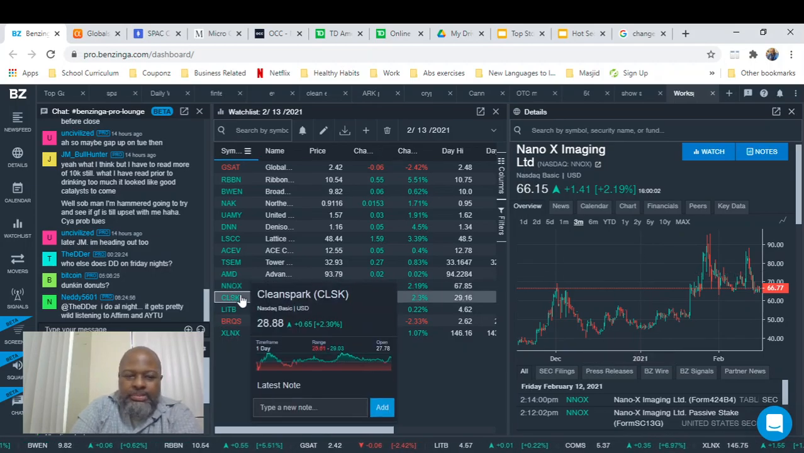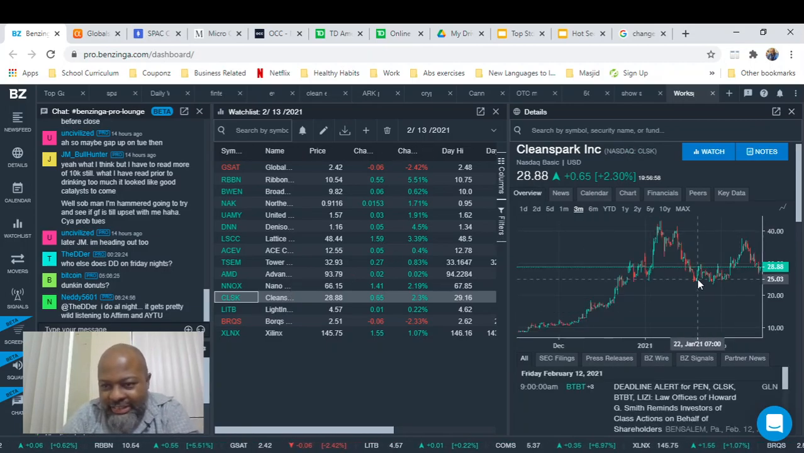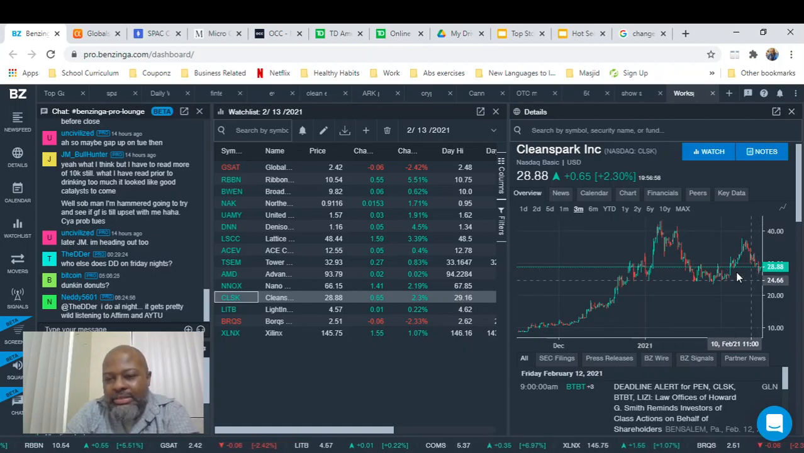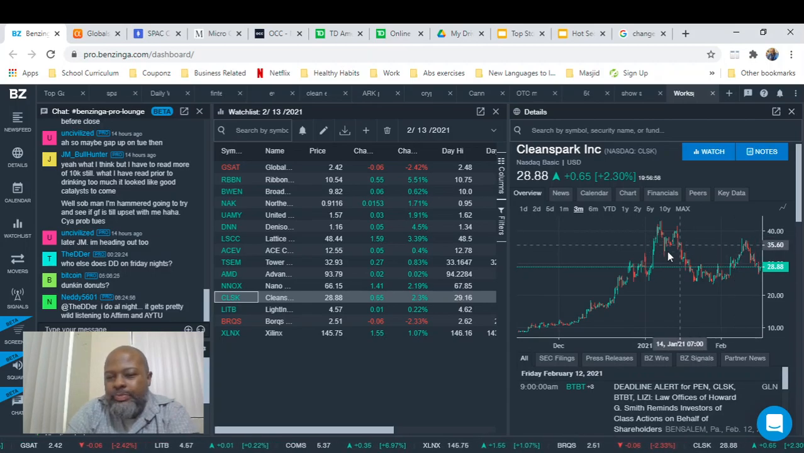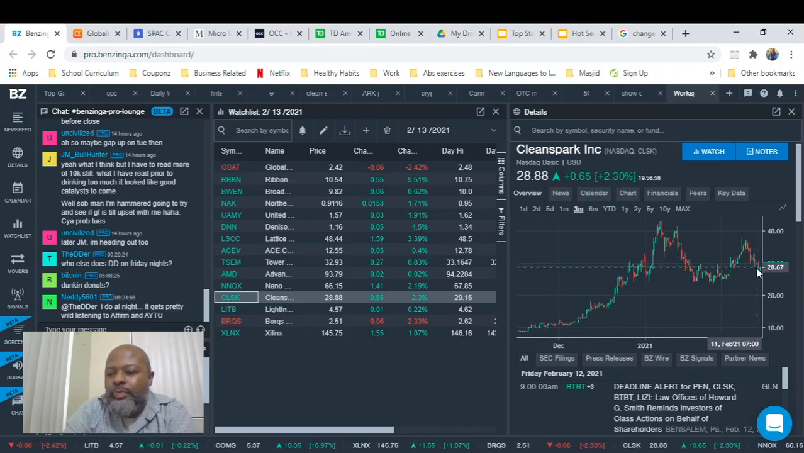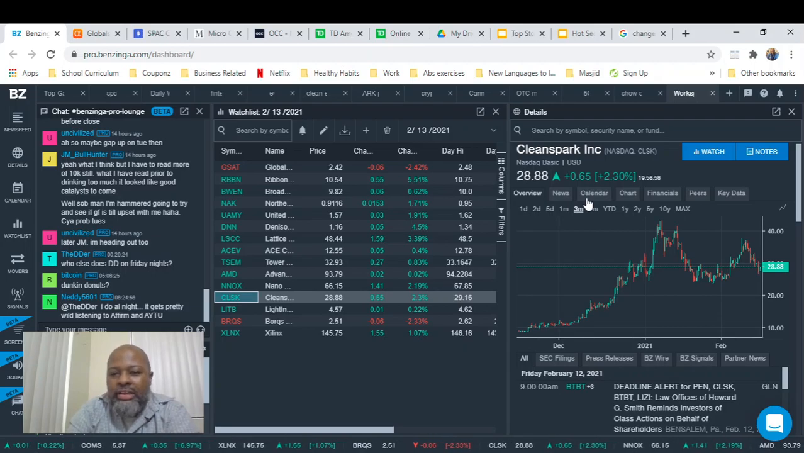And here we have CleanSpark. CleanSpark had great earnings. However, since they've gone all the way up to 40 here, they dumped. And it kind of looked like there was a chance they wouldn't dump. I got rid of my CleanSpark, but I wish I kept it down here when I was at 7. But anyways, it just dipped here on earnings, and I'm looking to buy. I already bought some.